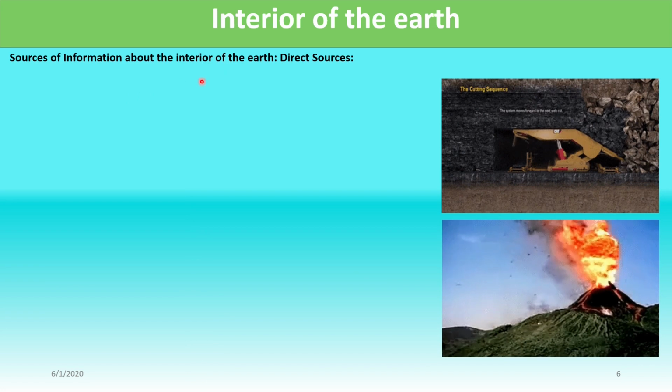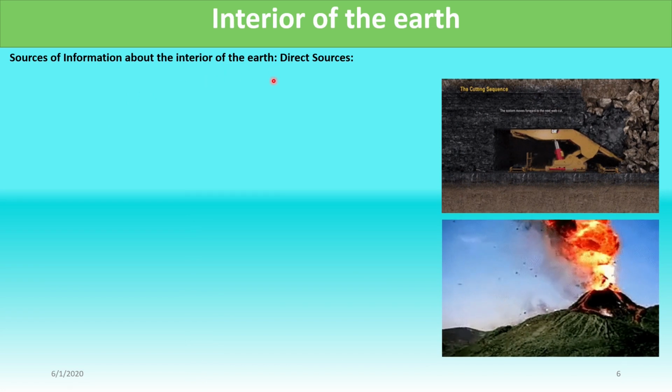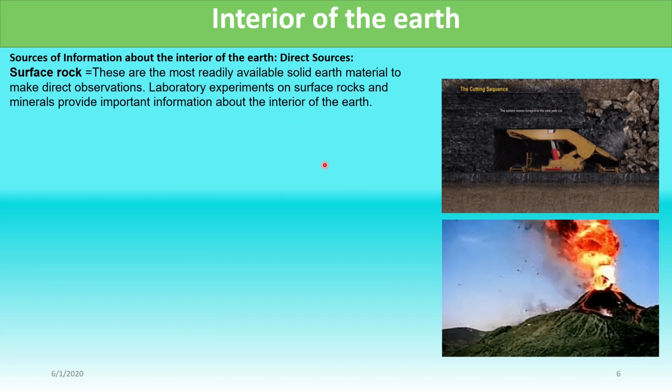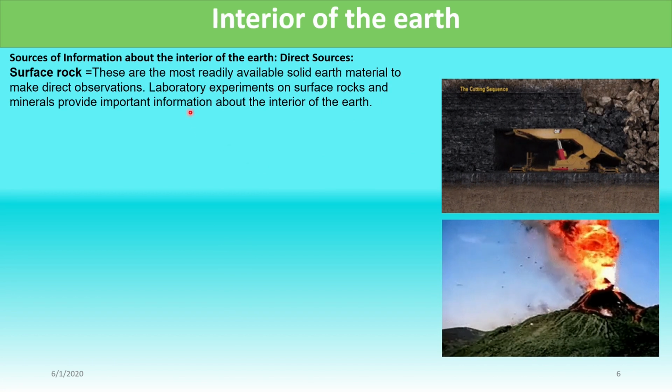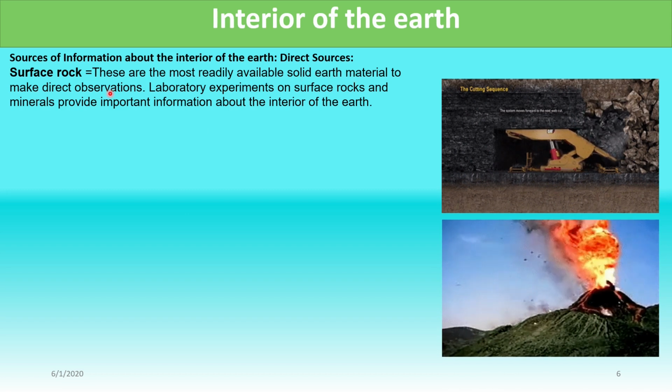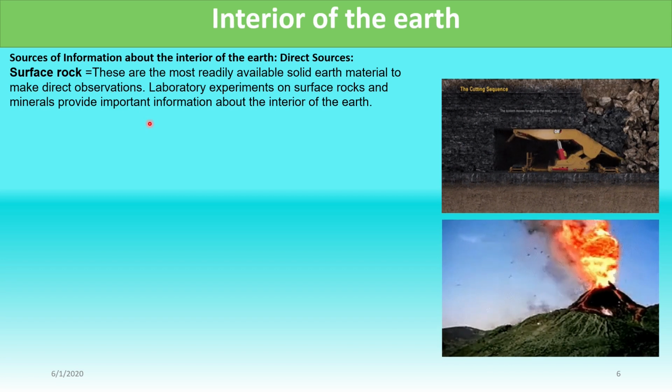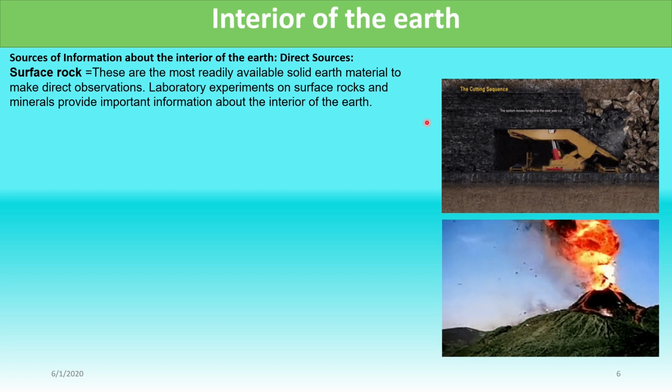Sources of information about the interior of the Earth. Direct sources. Surface rocks: these are the most readily available solid Earth material for making direct observations. Laboratory experiments on surface rocks and minerals provide important information about the interior of the Earth.